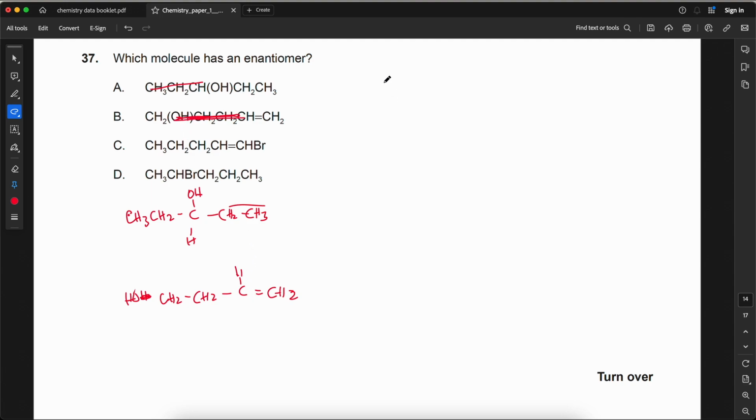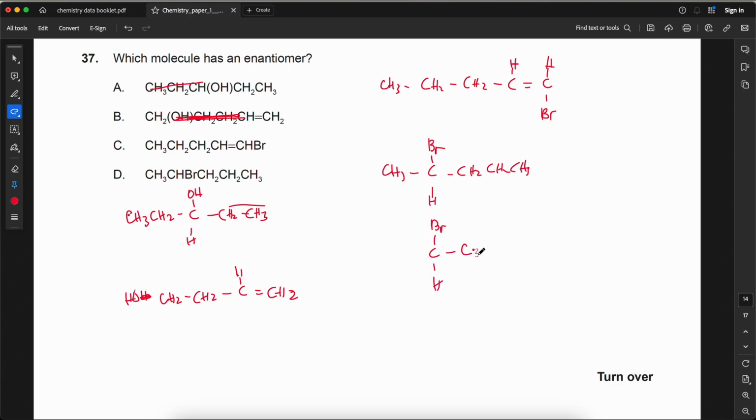And for C, CH3, CH2, CH2, C, H, C, H, Br, also no. And then for D, CH3, C, Br, H, CH2, CH2, CH3. Yeah, so we can do it like this, so it will be clear for you. That would be C3H7, CH3. Four of them are different.